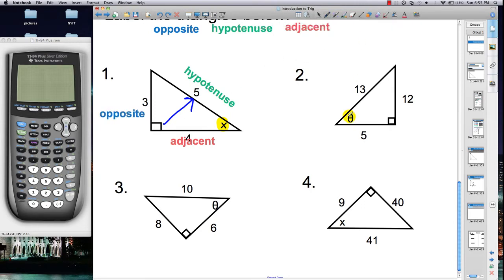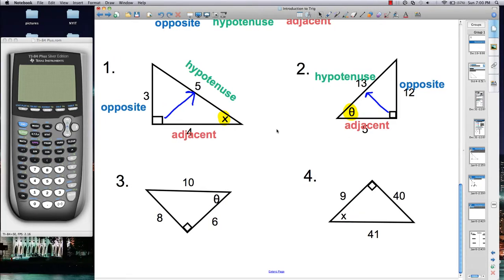In this example down here, here's our angle. So opposite our right angle is the hypotenuse. Next to the angle that's not our hypotenuse is the adjacent side, and opposite the angle is the opposite side. Examples 3 and 4 you can try on your own.